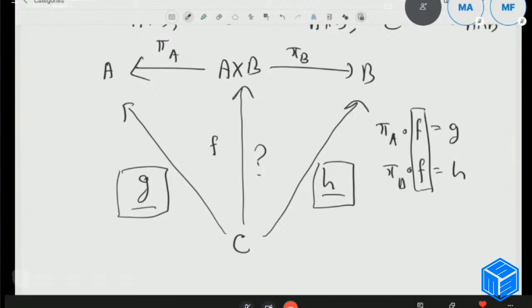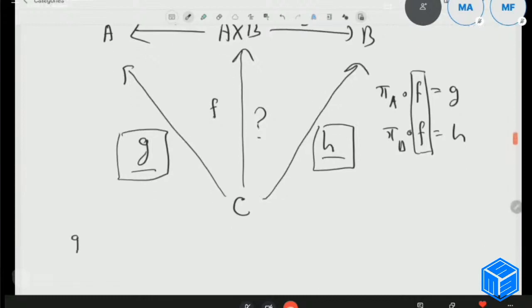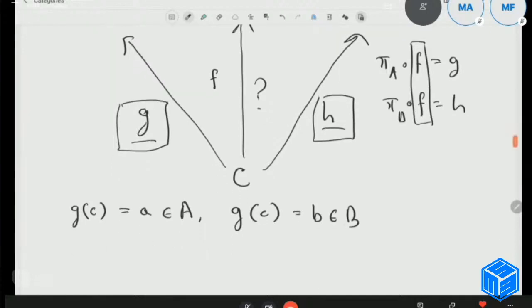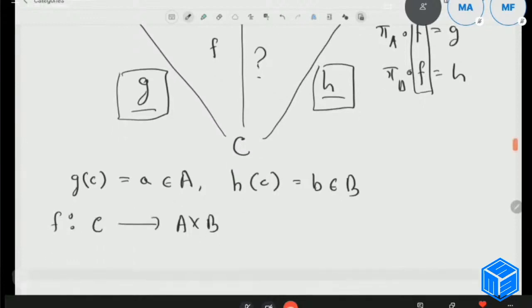So let's think about this. We have a map G of C that sends it to some A in A, and we have H of C equal to some B in B. It's just an arbitrary map. Can we make a map F from C to A cross B that combines these two maps in precisely this way?